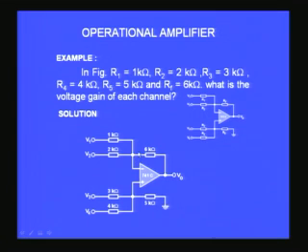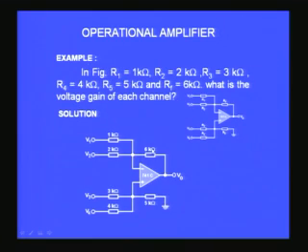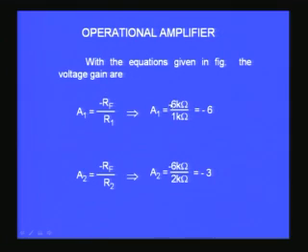Now, what is the gain of each of the channels? These are four channels here, V1, V2, V3, and V4. What they want is the voltage gain of each channel. We already know how to calculate by using those expressions. A1 is minus RF by R1. RF is 6 kilo ohms, R1 is 1k, so minus 6 kilo ohm by 1k, therefore A1 is minus 6.